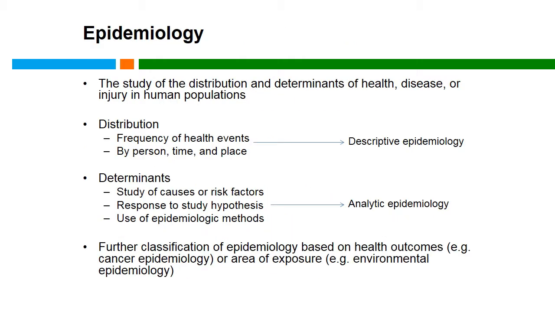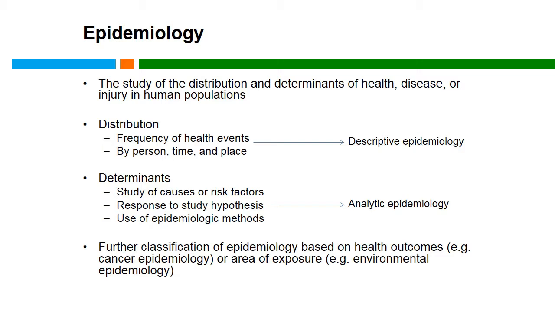Let's start by reviewing the basic premise of epidemiology. That is, to study the distribution and determinants of health, disease, or injury in human populations. One way of doing this is to describe the distribution of disease, for example, the prevalence of disease X by person, time, or place. Descriptive epidemiology is often useful as a first step in generating hypotheses or guiding public health actions or establishing baseline data.